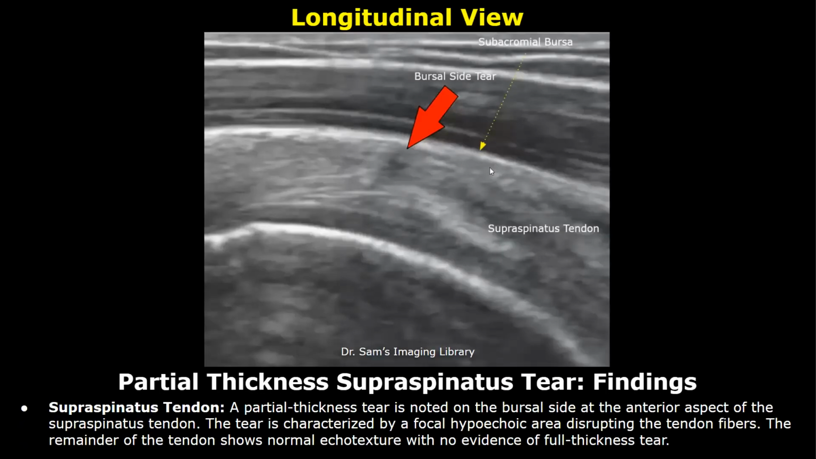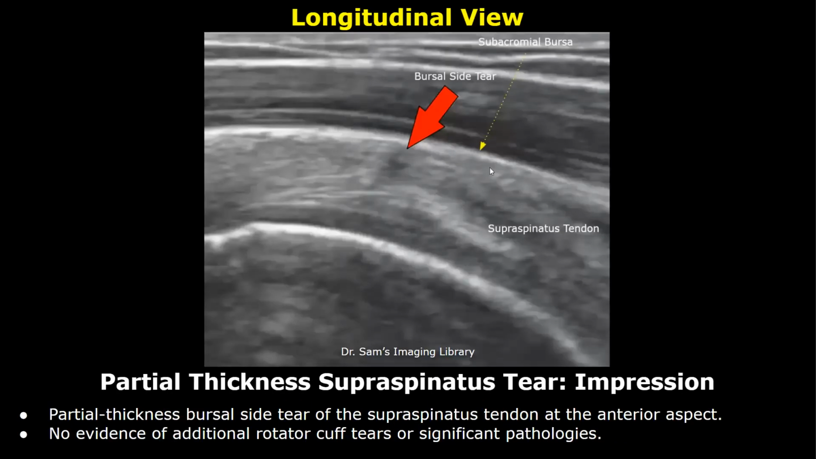This is the finding in the supraspinatus tendon. A partial thickness tear is noted on the bursal side at the anterior aspect of the supraspinatus tendon. The tear is characterized by a focal hypoechoic area disrupting the tendon fibers. The remainder of the tendon shows normal echo texture with no evidence of full thickness tear. So this is a partial thickness bursal side tear.